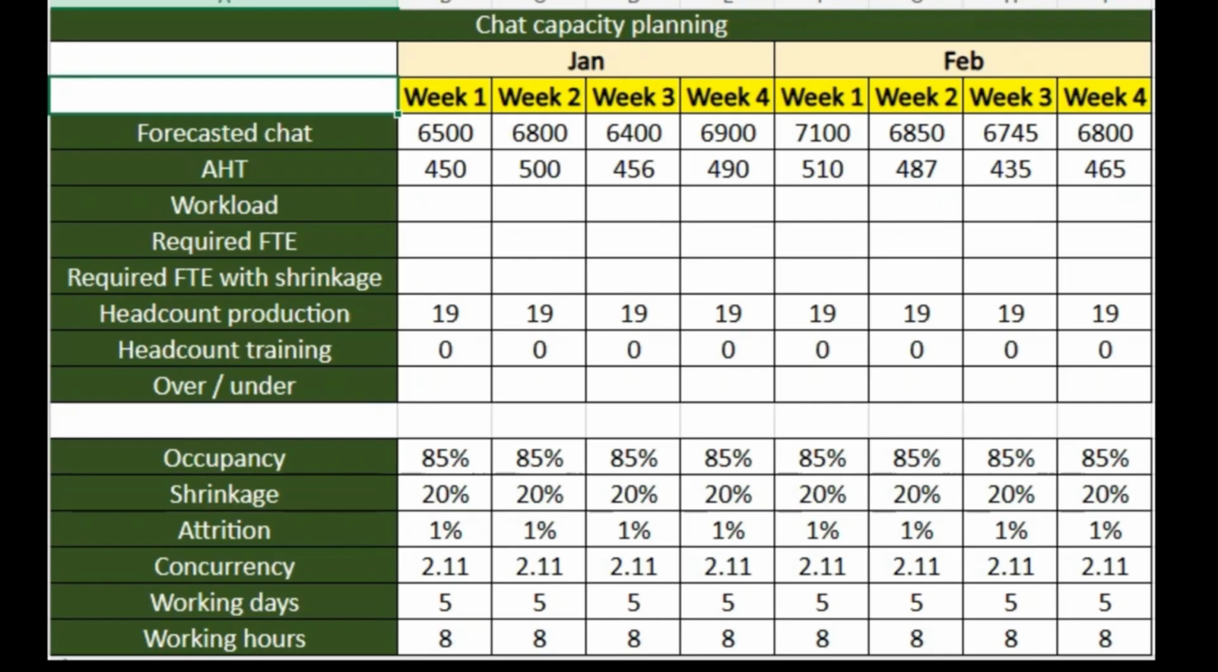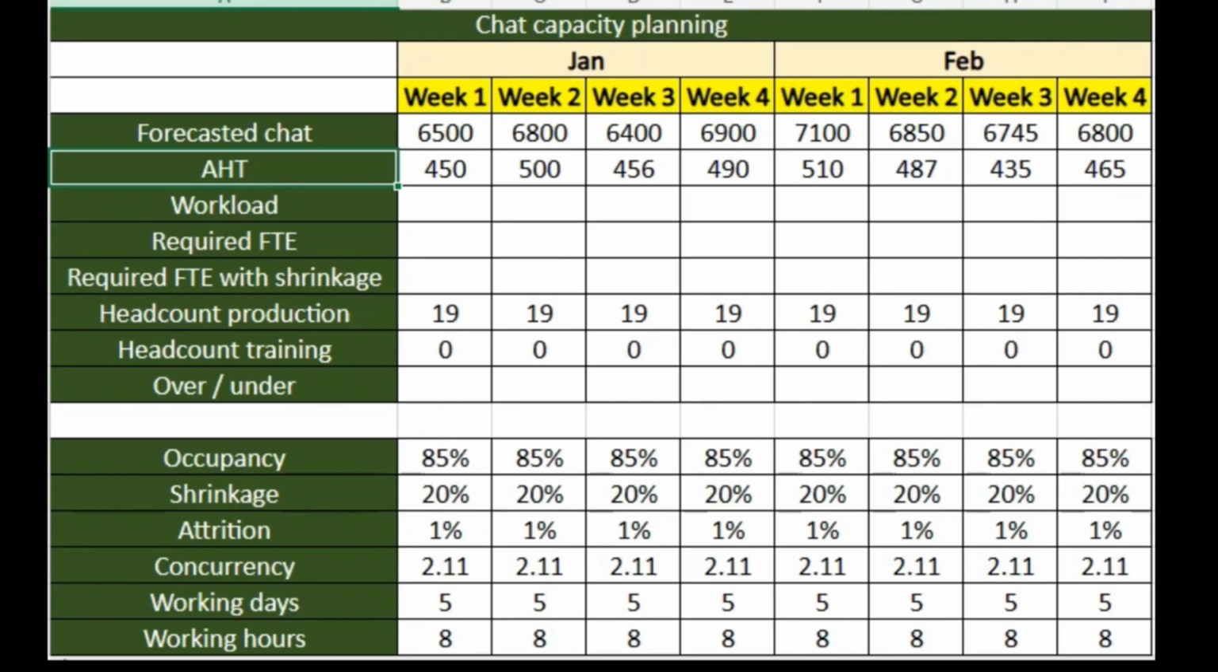Here you can see that I have taken the forecasted chats weekly. The forecasted chats are the ones predicted to be coming up in the near future after analyzing the historical data and the chat arrival pattern. After that, we have the AHT that has been considered, what the AHT could be in the coming weeks or months, again depending on analyzing the historical data, what kind of AHT we had.